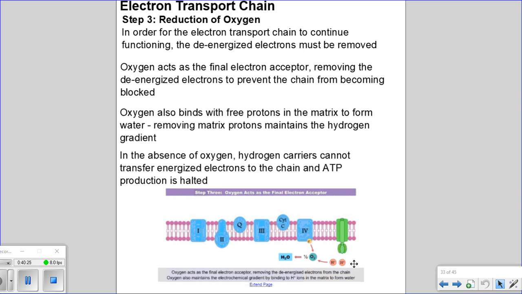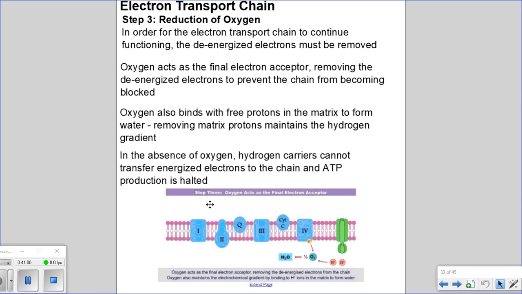Oxygen also binds with free protons in the matrix to form water. So those protons that are moving through that ATP synthase, as they move across that membrane, will combine with oxygen and the electrons to form water. Doing so will remove those matrix protons, maintaining the hydrogen gradient. Remember, the idea here is to keep hydrogen ion concentration low here, allowing it to be high on the other side of the membrane.